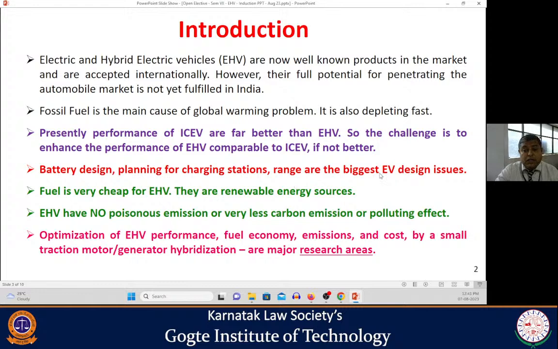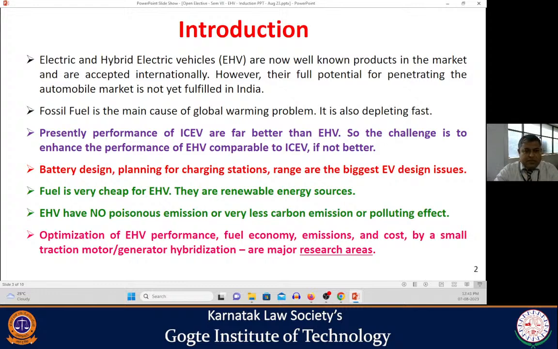Fossil fuels are depleting very fast. By 2040 there will be no fossil fuel in the world. Fossil fuel means gasoline and petrol. That's why IC engine based vehicles are going to be obsolete in the near future. So what is the solution? The solution is only electric and hybrid vehicles, EHV or EV.